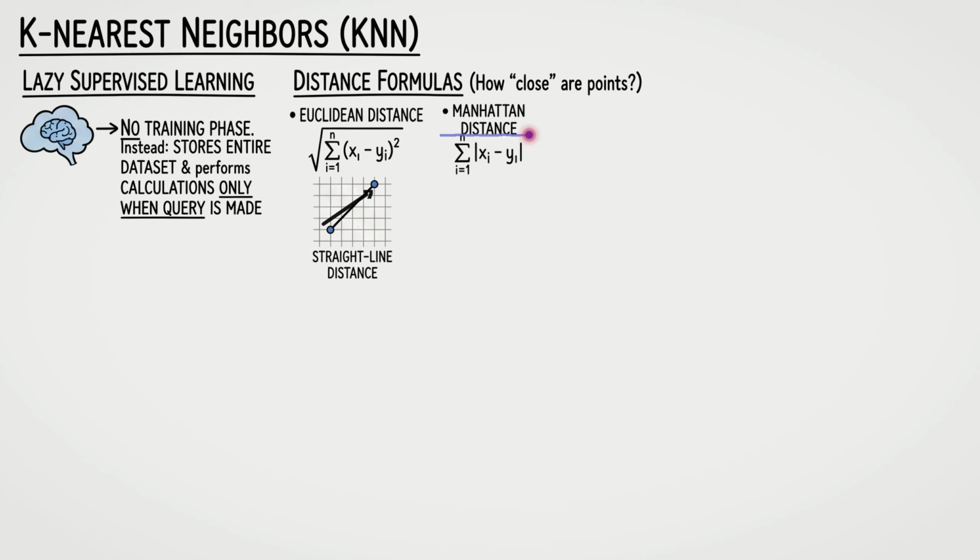Alternatively, we have the Manhattan distance. Instead of a straight line, it sums up the absolute differences across each axis. This looks exactly like navigating through city blocks. You can't just walk diagonally through buildings. You have to go over, then up, then over again.